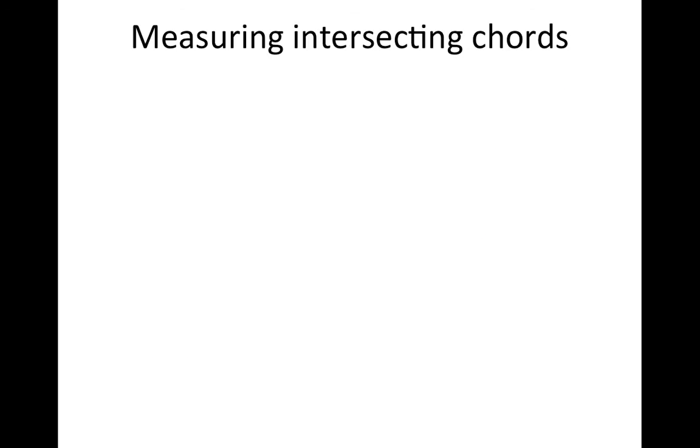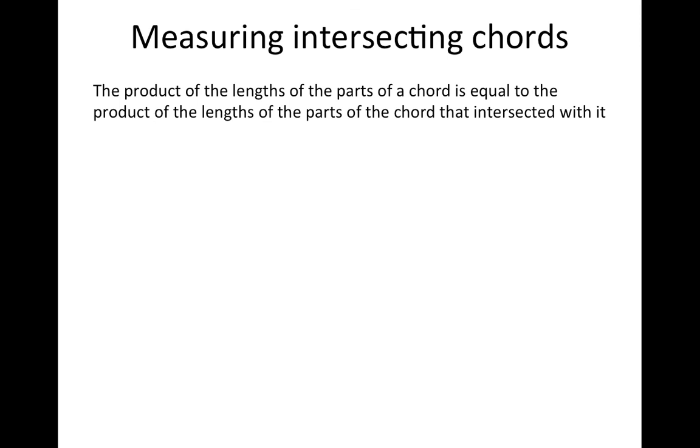Now we're going to talk about how to measure intersecting chords. So the product of the lengths of the parts of a chord is equal to the product of the lengths of the parts of the chord that intersected with it. That is not particularly clear, but let's try it. If we do a drawing, it should become much more so.